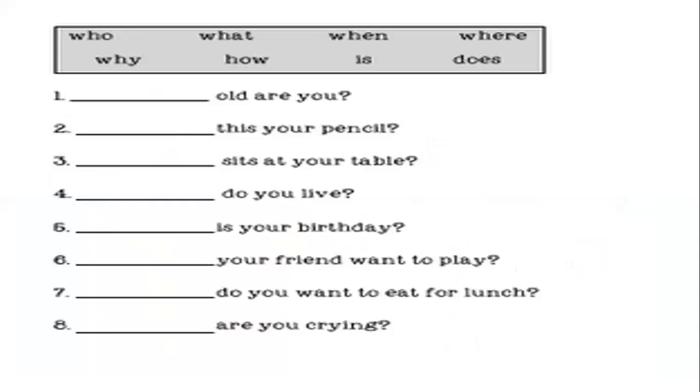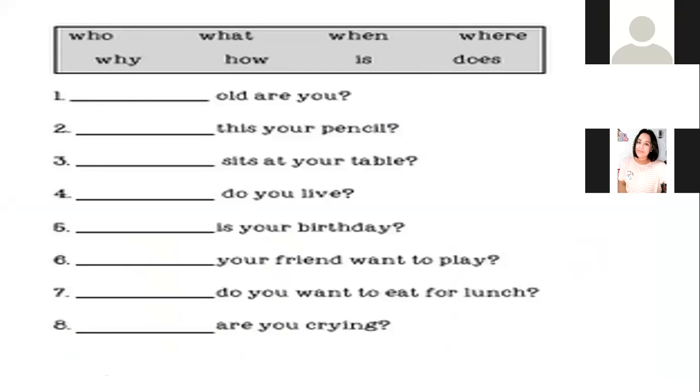Okay, so we will go back. Vamos a ir al ejercicio anterior, pero quiero antes de pasar a ese, quiero preguntarles, I want to ask you. Okay, de nuevo, again, I want volunteers. Quiero voluntarios para resolver estas preguntas. Aquí tenemos who, why, what, how, when, is, where, does. And I need that you can look for these words and that you can solve from 1 to 8, what should be the right WH word to start the question? ¿Cuál debería de ser la palabra correcta WH para completar esta pregunta que tenemos acá?